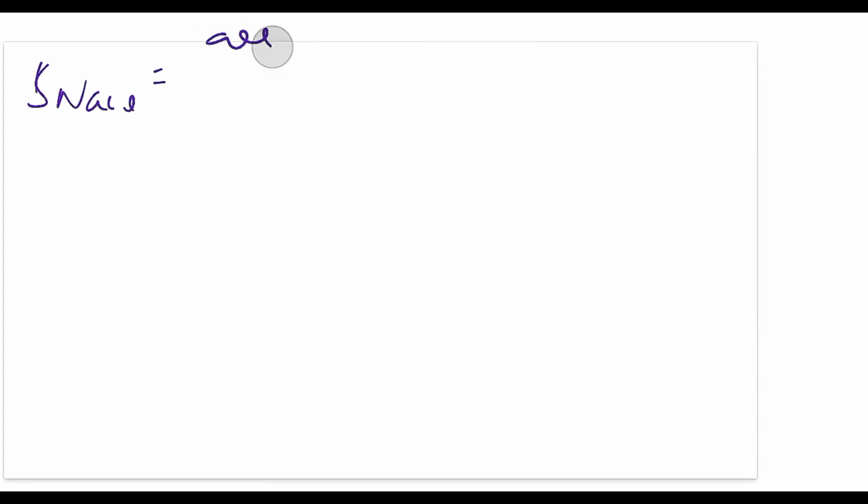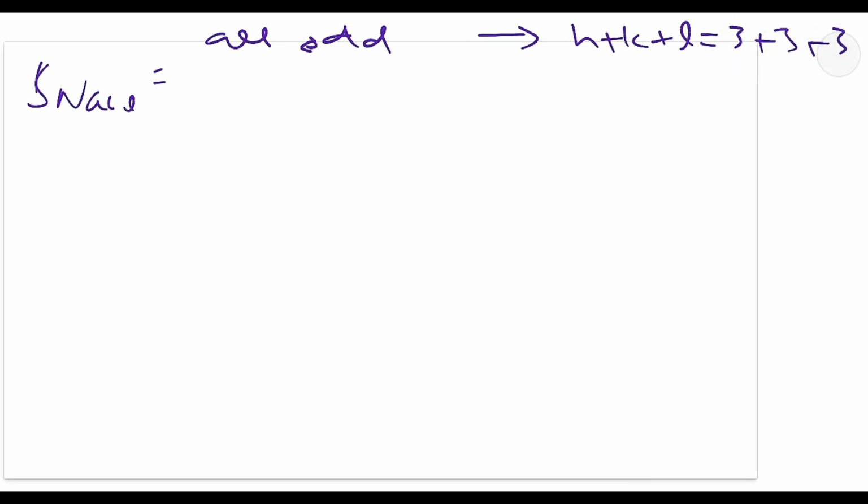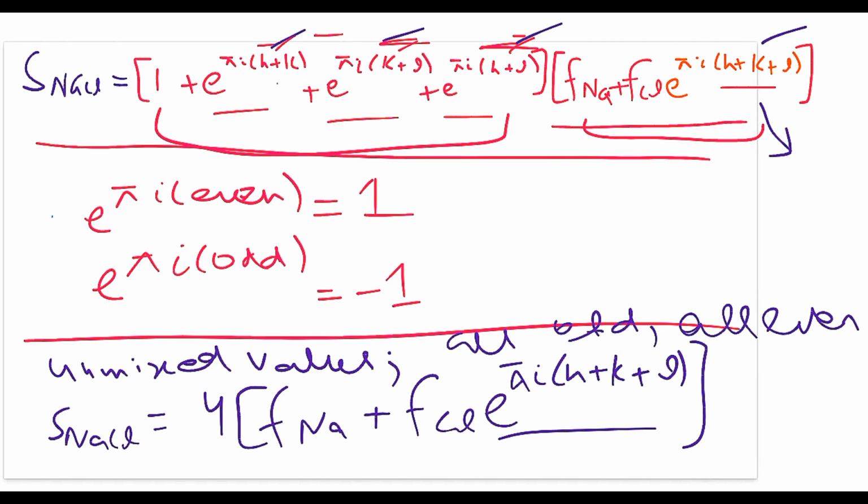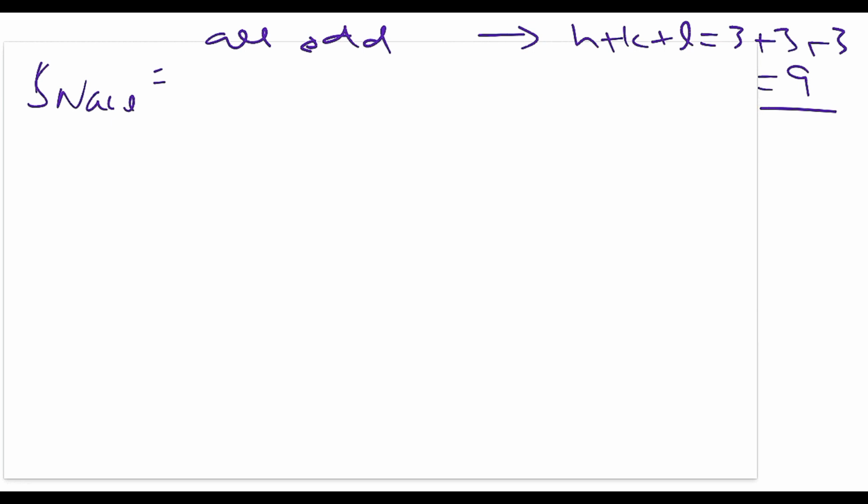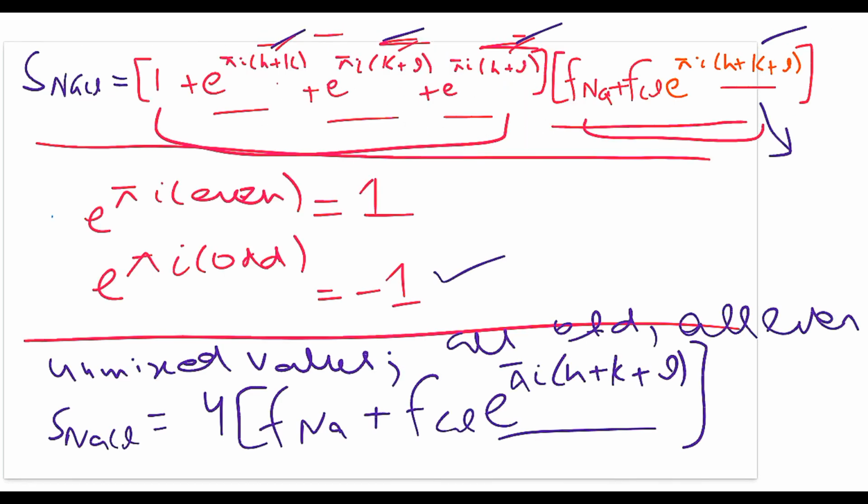So in the all odd situation, we can see H plus K plus L. If all of them are odd, we have 3 plus 3 plus 3, for example, which equals 9. Two odd quantities add up to give an even number, and three odd numbers add up to give an odd number again, so it's 9. Hence this becomes e to the power 2 pi iota times odd. So we can write 4 times FNa minus FCl, because this quantity becomes -1 for the all odd situation.